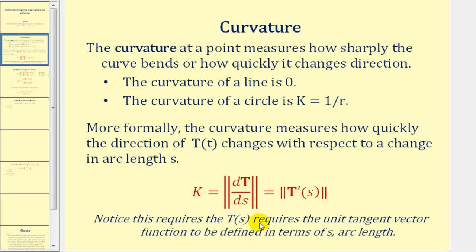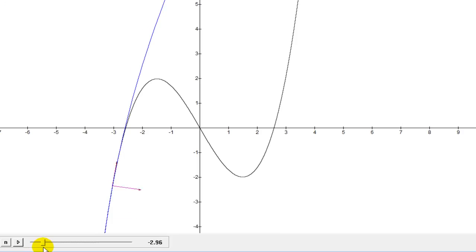Before we take a look at the formula we're going to use in this video, let's take a look at curvature in action. What we're seeing here in this video are the unit tangent vector, unit normal vector, and this blue circle represents the radius which would be used to determine the curvature. Remember, the curvature would be 1 divided by the given radius of the circle.